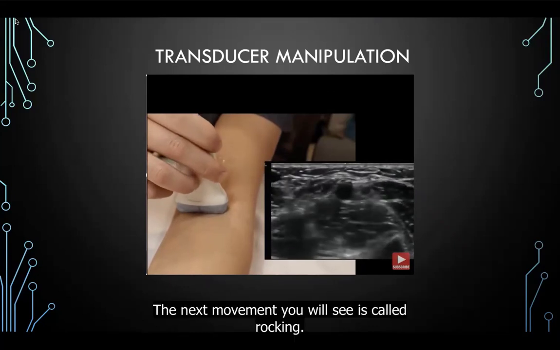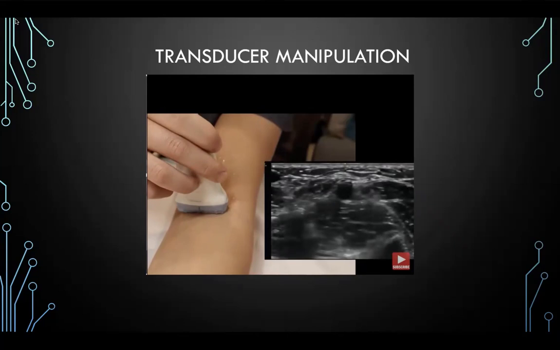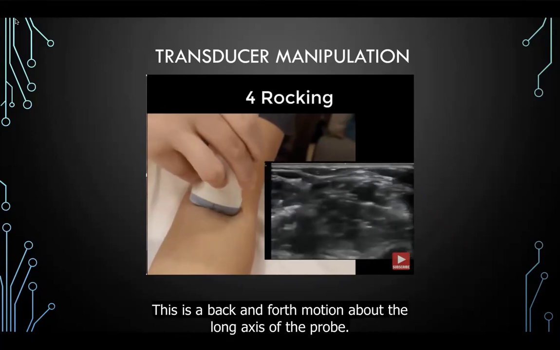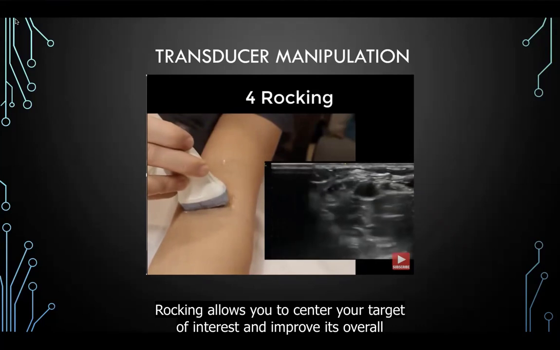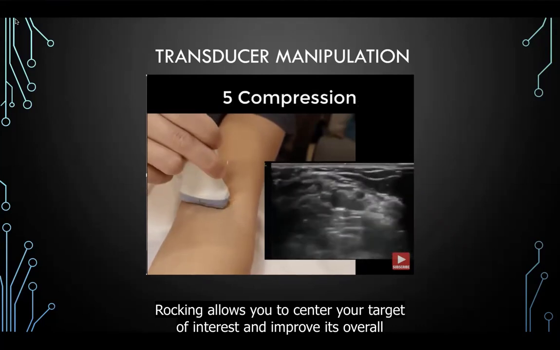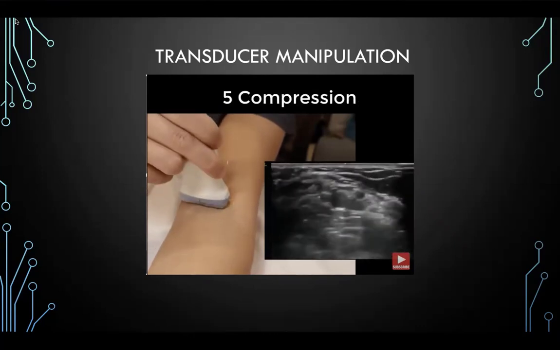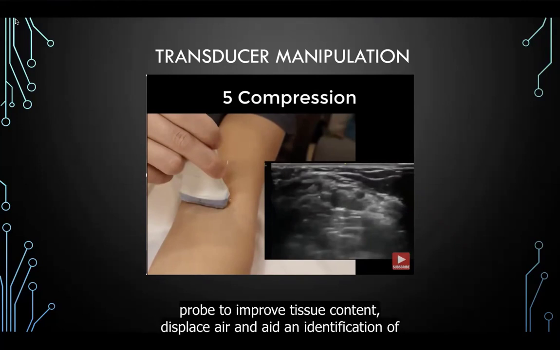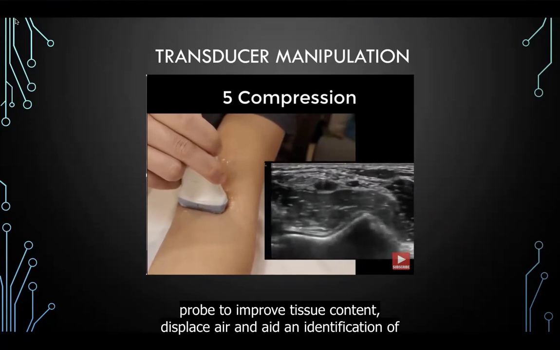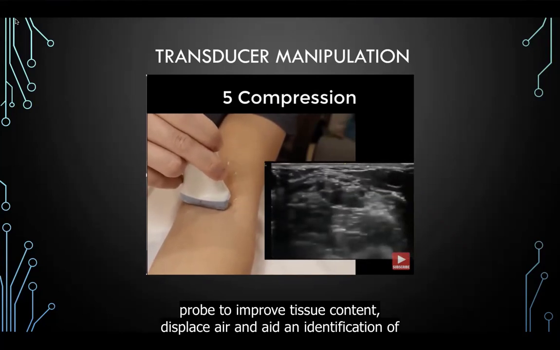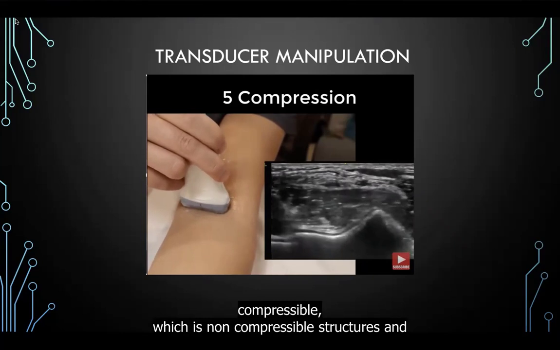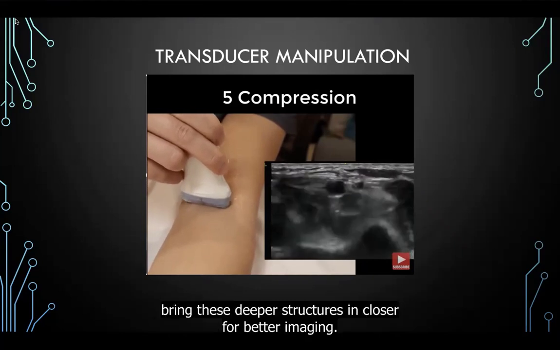The next movement you will see is called rocking. This is a back and forth motion about the long axis of the probe. Rocking allows you to center your target of interest and improve its overall visualization. Lastly, compression increases pressure on the probe to improve tissue contact, displace air, and aid in identification of compressible versus non-compressible structures, and brings deeper structures in closer for better imaging.